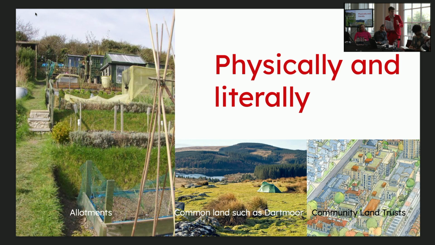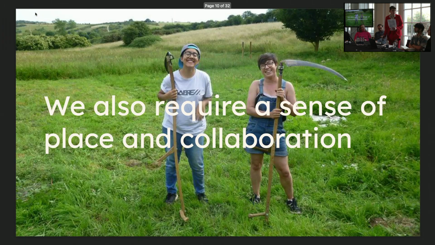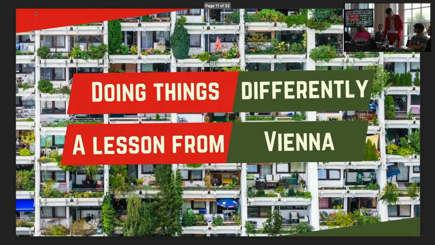Some examples of a commons include allotment associations, common land such as Dartmoor National Park, and community land trusts on the right. A true commons is not managed for the accumulation of profit or capital, but instead is managed to provide a common resource for people. We also require a sense of place and collaboration. This is what I was touching on: a commons has to exist by self-management and autonomy. It cannot be a top-down approach. It has to come from the bottom up and a grassroots vision.